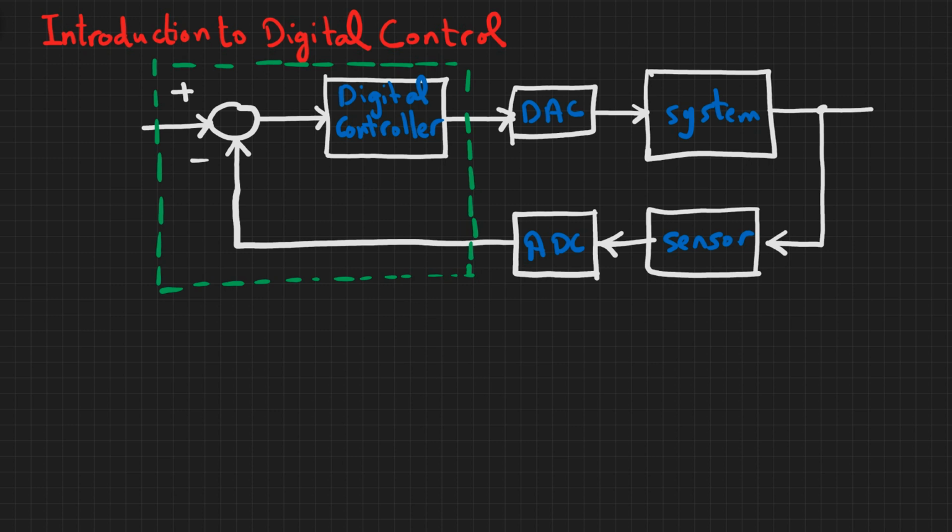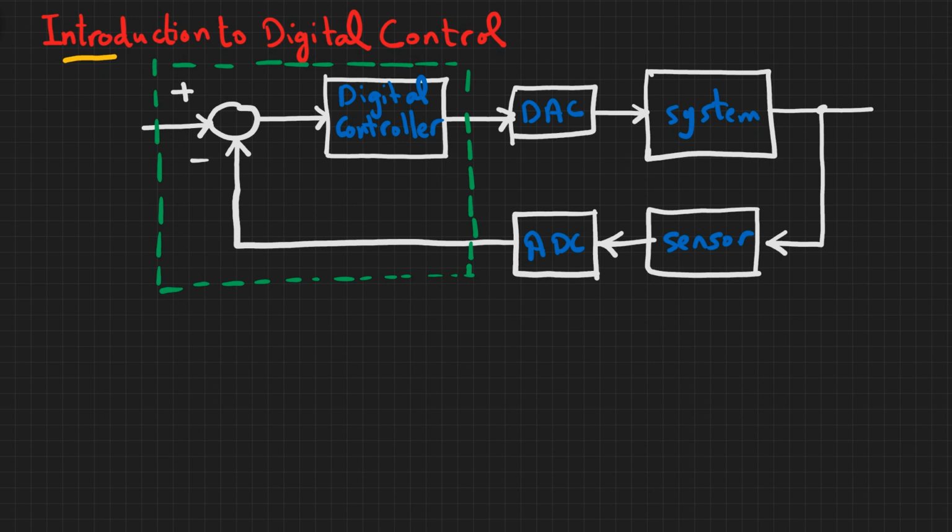Okay, so this is our first lecture on digital control. In this lecture we will be giving an introduction to digital control and explain some of the main advantages and disadvantages regarding digital control. Okay, so this is the block diagram of the system.